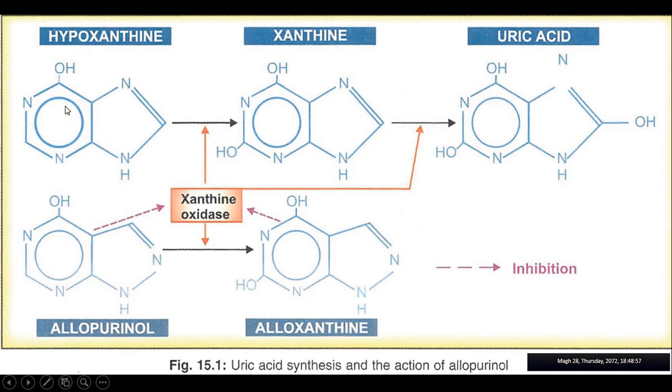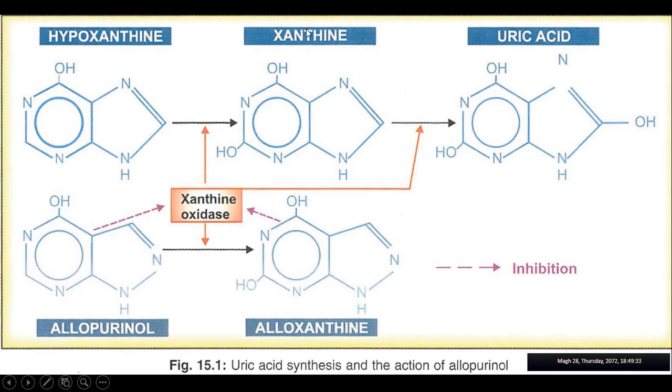Once again, to summarize, normally the purine metabolism of the body ultimately results in hypoxanthine, and hypoxanthine converts into xanthine, and xanthine converts into uric acid, and this is all facilitated by xanthine oxidase. And what allopurinol does is it slightly inhibits the xanthine oxidase, and itself gets converted into alloxanthine, and this alloxanthine will heavily stop xanthine oxidase from functioning to change into uric acid.